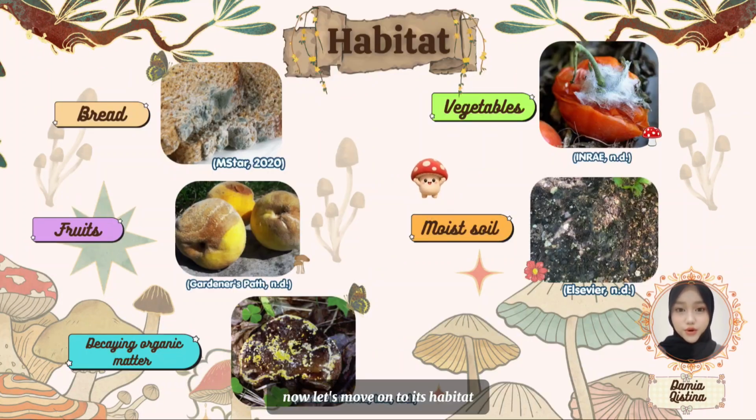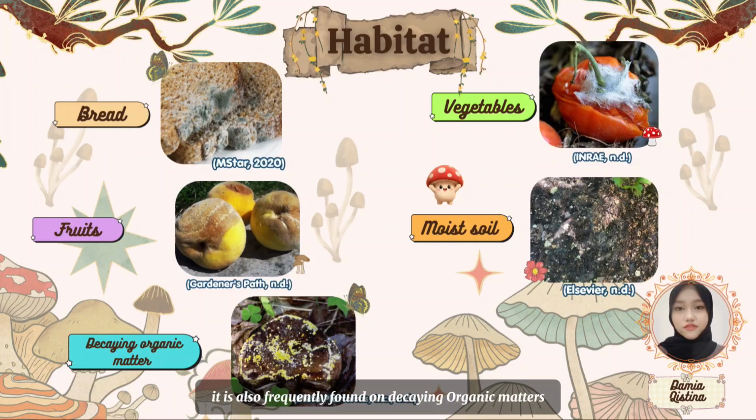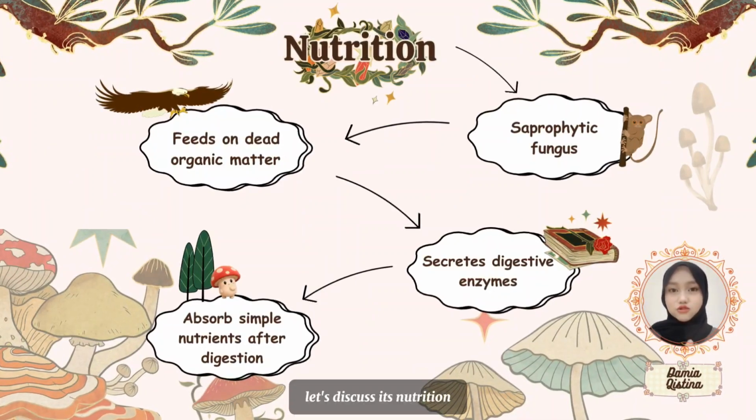Now, let's move on to its habitat. Rhizopus stolonifer is commonly found on bread, fruit, vegetables, and moist soil. It thrives in warm and humid environments where moisture promotes rapid growth. It is also frequently found on decaying organic matter, as this material provides the nutrients required for its survival and development.